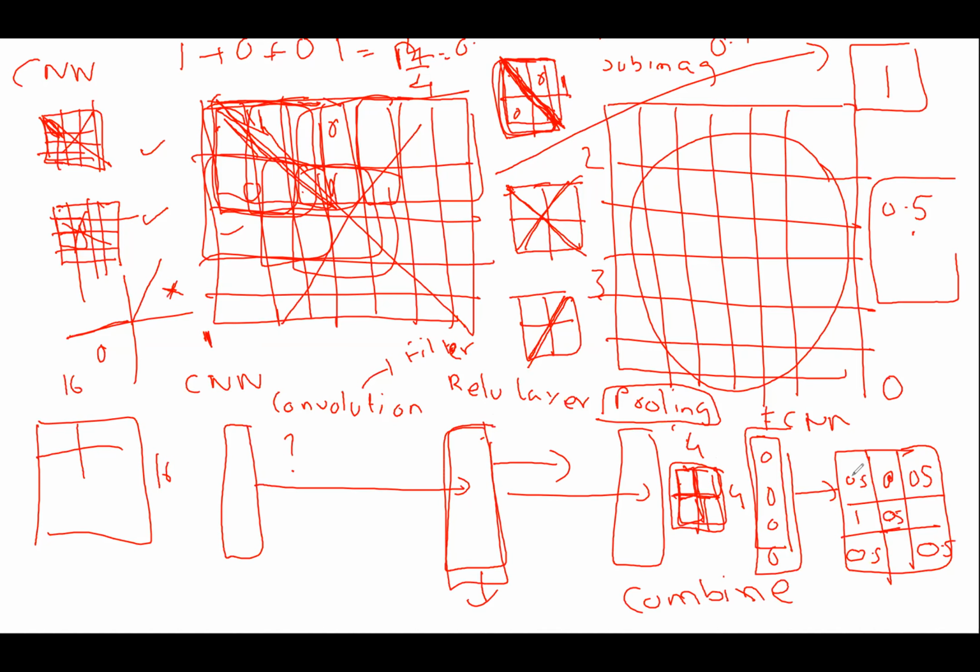Any questions on this? Can you explain the grid part where you compress the image?